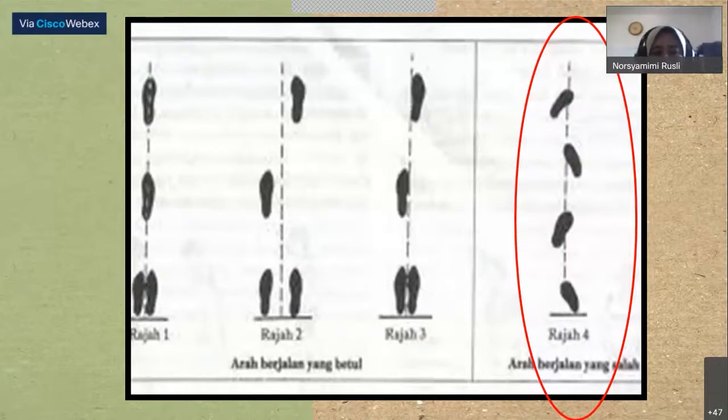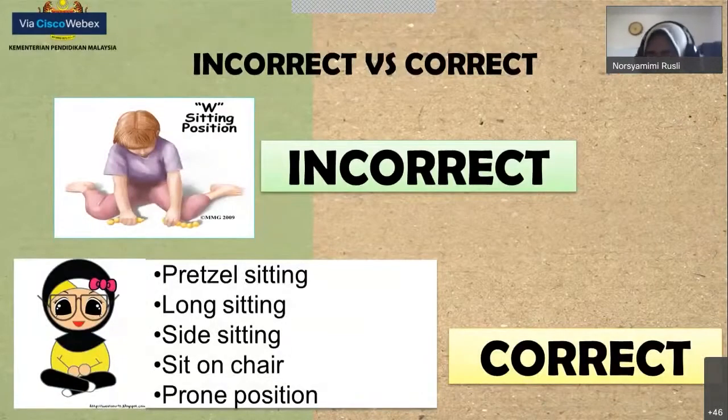Okay, how to correct W sitting? We can encourage a child to do pretzel sitting. Okay, I will show you the example. Or long sitting, side sitting, or we can do activities while sitting on the chair or in prone position.